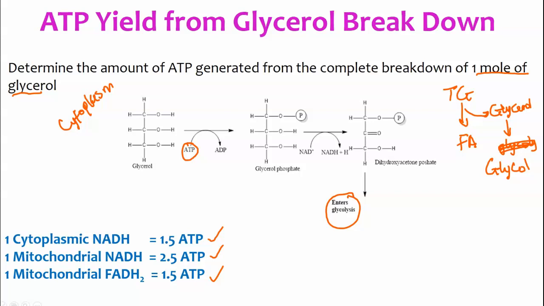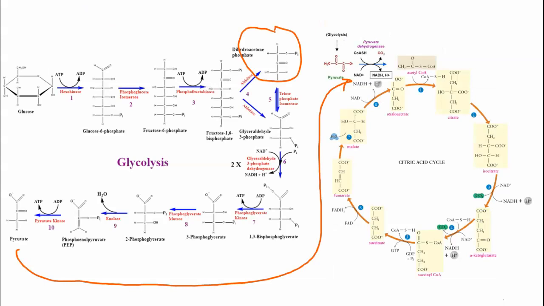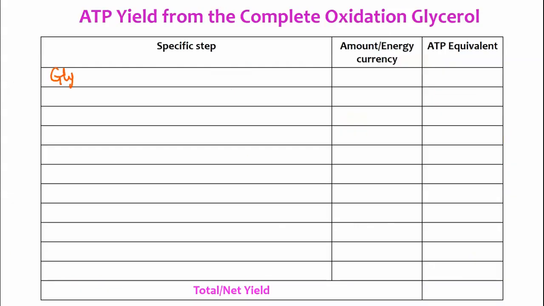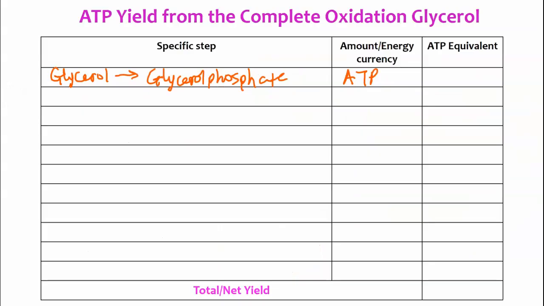The first thing we're going to have is that glycerol is converted to glycerol phosphate. That's the first thing that happens. Let's go to our table and populate it. The first step is glycerol will be converted to glycerol phosphate. What is happening here is that 1 mole of ATP was used, as we saw. You can go back and look at it as a reminder. A mole of ATP was used. That means you are losing ATP. So if you use ATP, that means it's a minus 1 ATP.